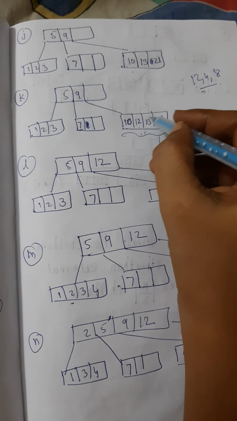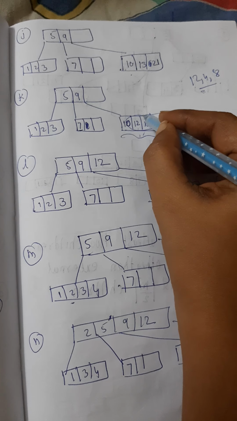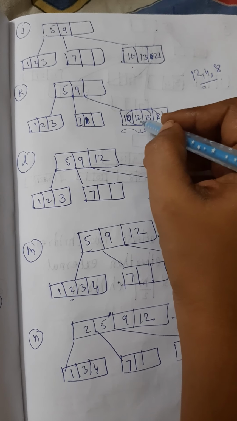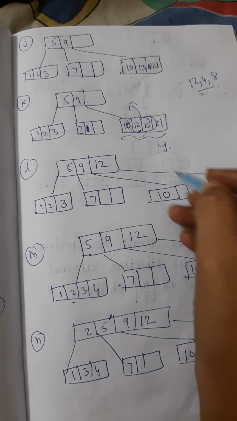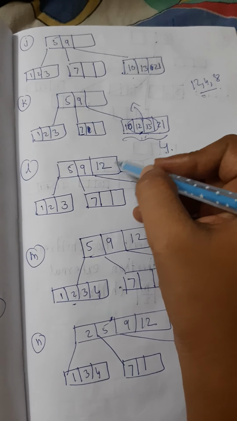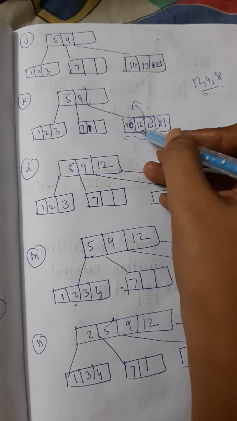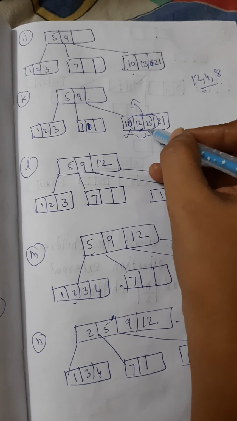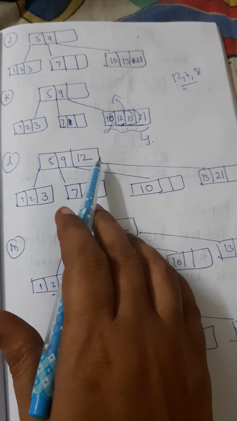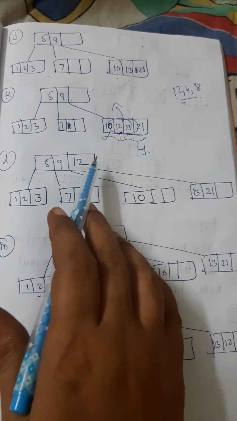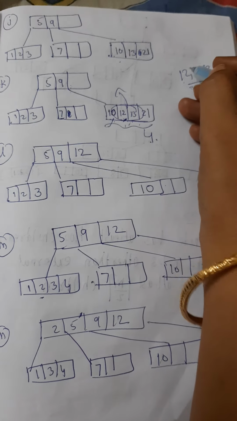We have to find out the middle element. So these two are the middle elements. Since we are going with the left median, now 12 will be moving up. So 12 is moved up. Since 12 is moved up, now what will happen? 10 is becoming the left child and 13 and 21 are becoming the right child. So 12 we have done.